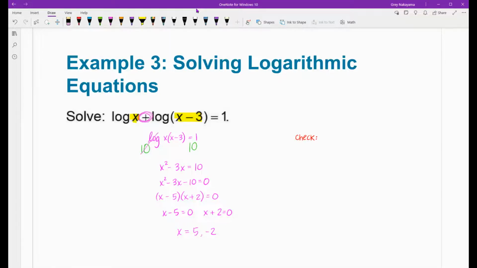So I've got to go check. Very, very important. So again, I'm plugging into the original problem. I start with the first expression, and that's taking the log of negative 2. I can't do that. I cannot take the log of a negative number, so negative 2 doesn't work. But I still have to check 5. When I put log of 5 plus the log of 5 minus 3 in my calculator, I find out that it worked. So the only answer to this problem is x equals 5.